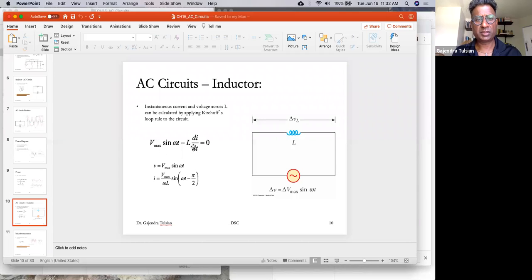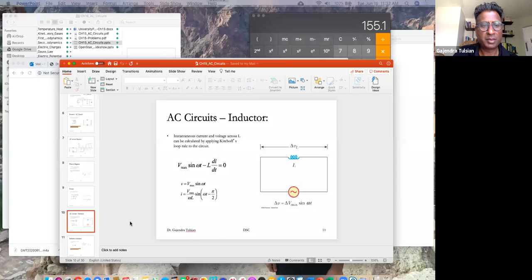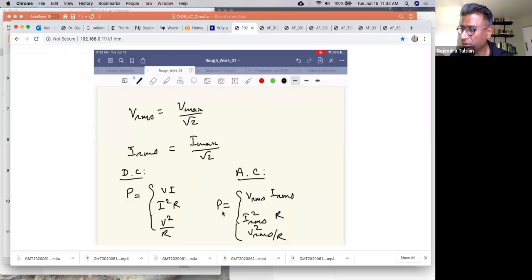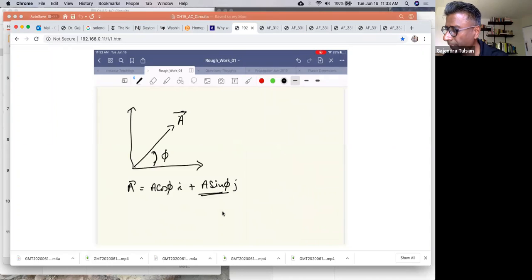And you can solve this differential equation. So V is Vmax sine omega t. And if you solve this differential equation, what you get is the current is Vmax over omega L times sine of omega t minus pi by 2. All right, so remember, let's go back to our circuit.